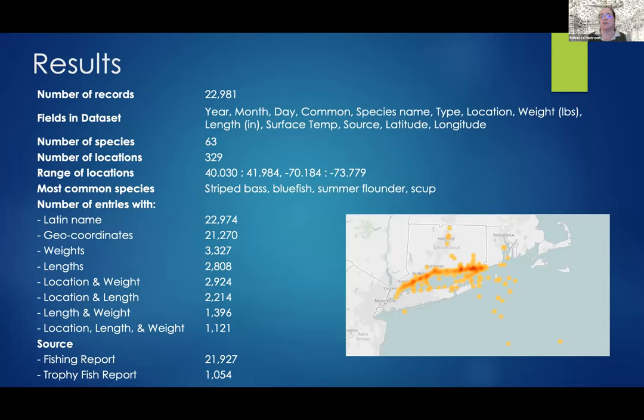In the end, I extracted almost 23,000 data points consisting of, at minimum, a species and date, but with a large percentage of locations specific enough to be geocodable, and a solid fraction with some measurement data as well. 63 species and 329 places were identifiable. The map on this slide shows the range of places minus one spot that I think is up in Maine.